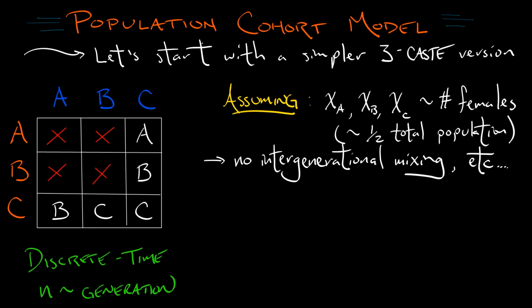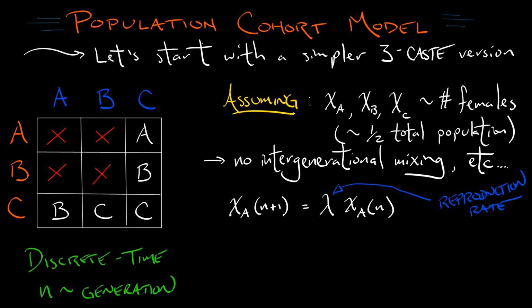Okay, so here's our model on these 3 different population sizes, XA, XB, XC. XA at time n plus 1 equals what? Well, how do you get caste A children? The only way to get it is to have a caste A mother. So that means we can take XA at time n times lambda, some reproduction rate, where here we're interpreting XA at time n as the number of caste A mothers. Okay, that's simple, no problem.